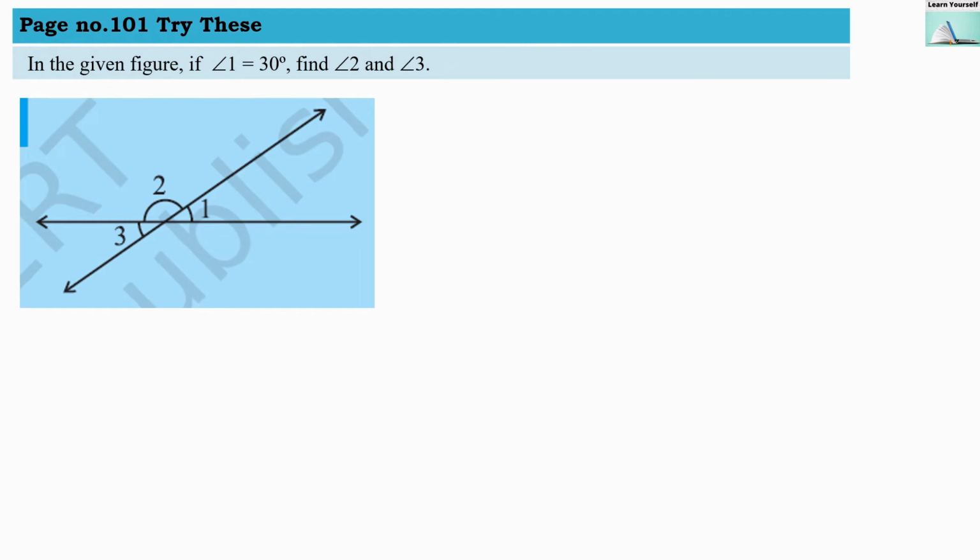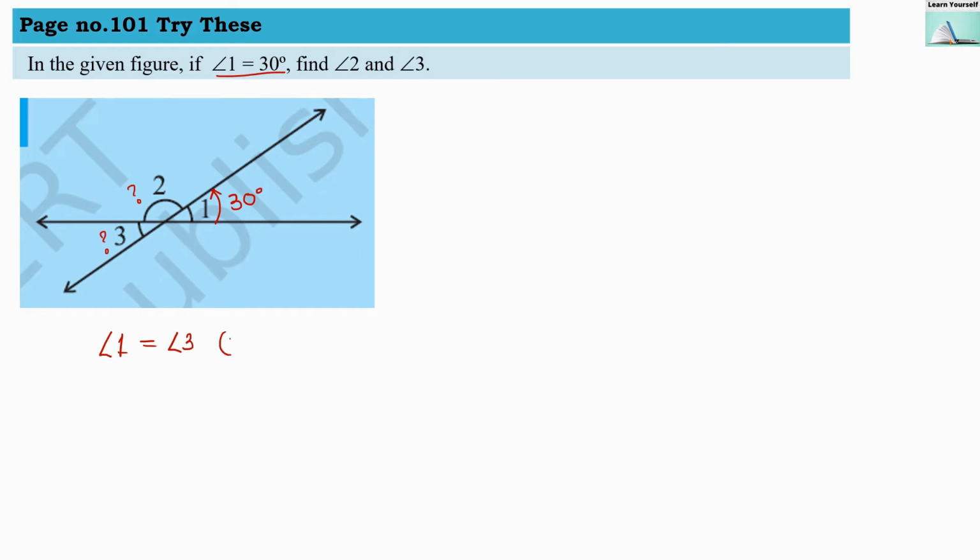Page number 101, try this sum. In given figure, if angle 1 is 30 degree, find angle 2 and 3. So this measure we know, and that is 30 degree. So angle 2 and 3 we have to find out. Now here we know that these two lines are intersecting each other, and by this we are getting vertically opposite angle. So here we can say that angle 1 will be equal to angle 3.